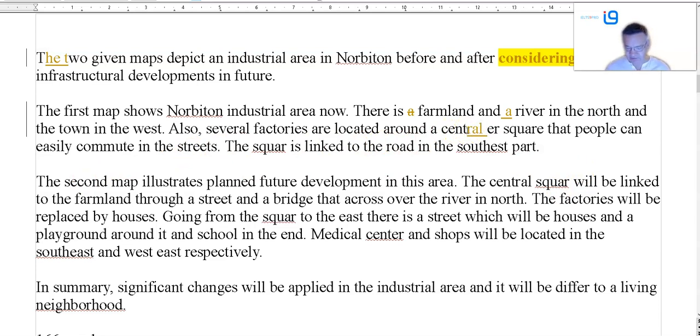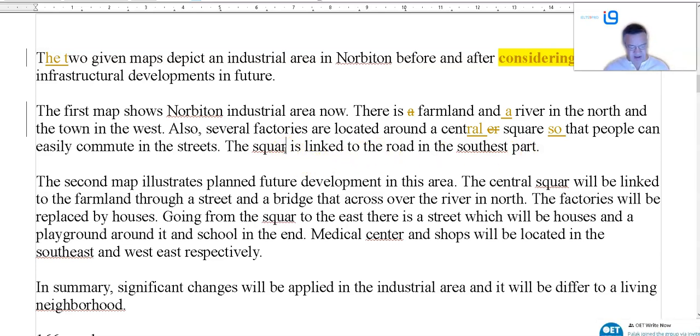Now, if it's an adjective, a central square, a roundabout, "that people can easily commute." Commute means when you're travelling to work. But you don't know that because we don't know where these people come from, as there's no housing there. Presumably the workers must commute from somewhere, but you don't commute in the streets. You commute to and from your place of work. So, a central square or roundabout that people can easily commute from. Well, that could do with changing.